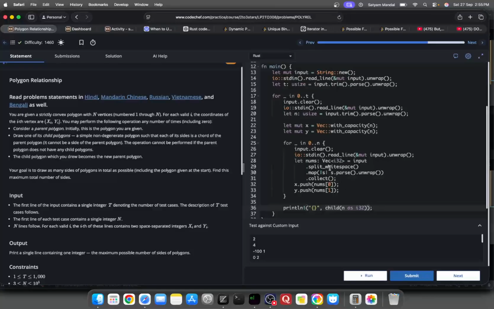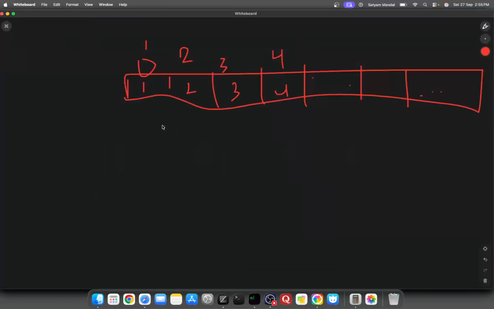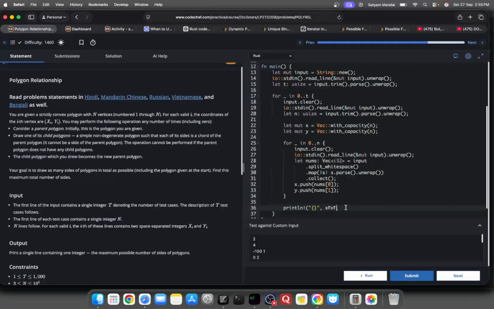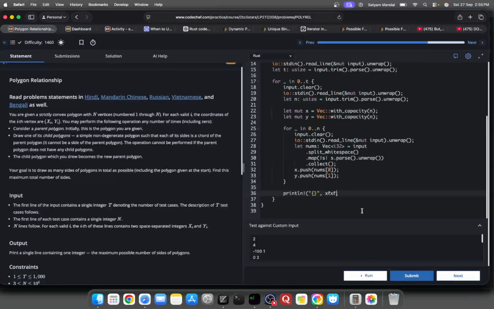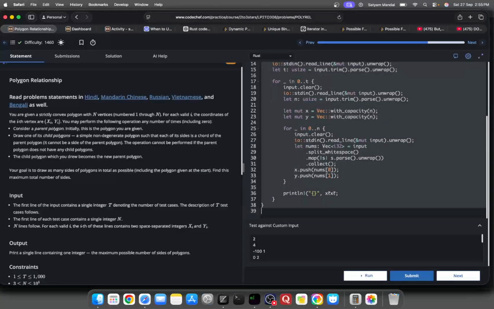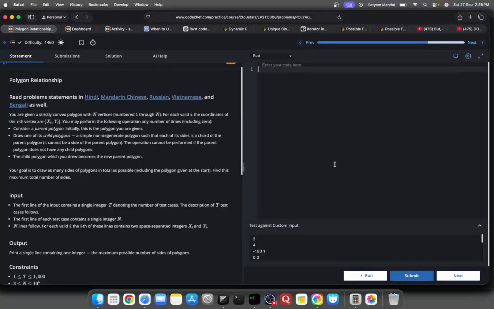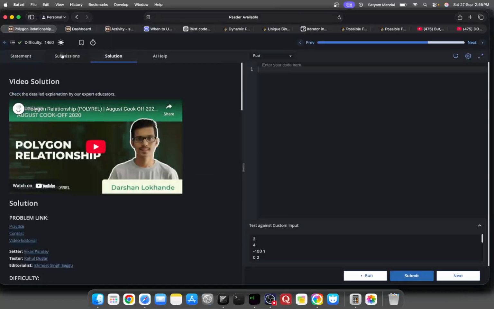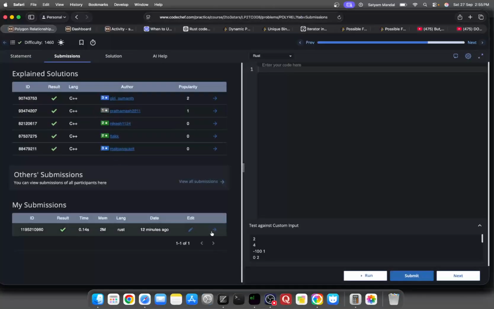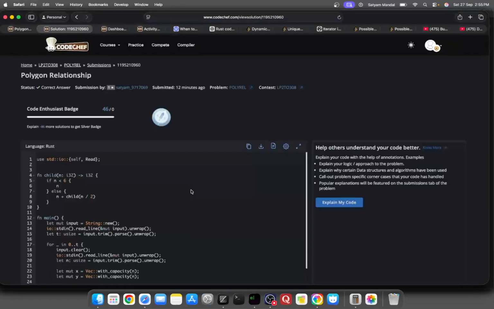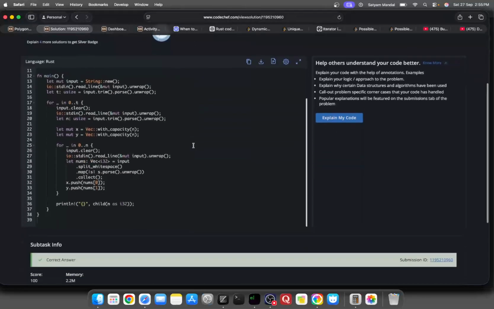You can also do this with a stored array. Here is my submission. You can see.